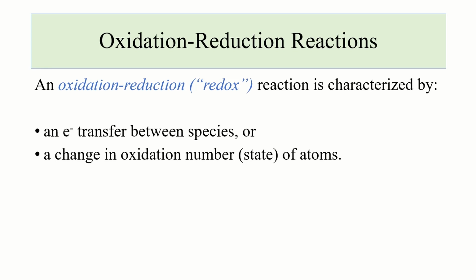Historically, oxidation referred to the combination of an element with oxygen to yield an oxide, and reduction meant removal of oxygen from an oxide to yield the element. Now we use wider terms for oxidation and reduction. Oxidation means the loss of one or more electrons by an atom, and reduction means gain of one or more electrons. The redox reactions are characterized by electron transfer between species or a change in oxidation number of atoms.